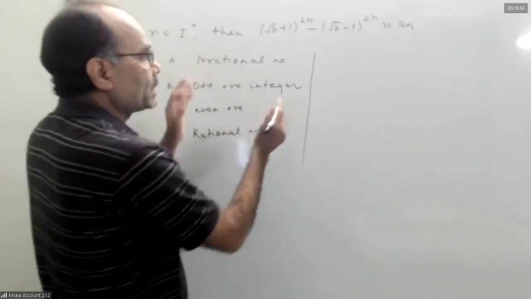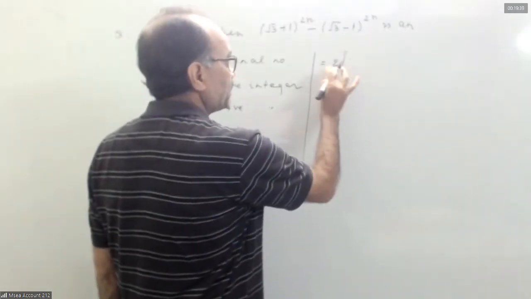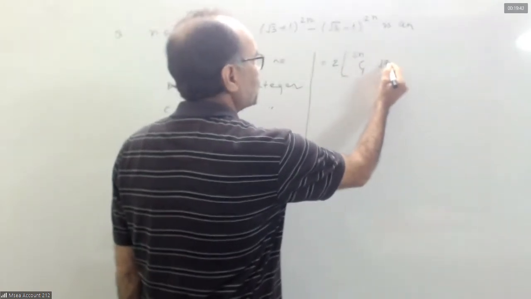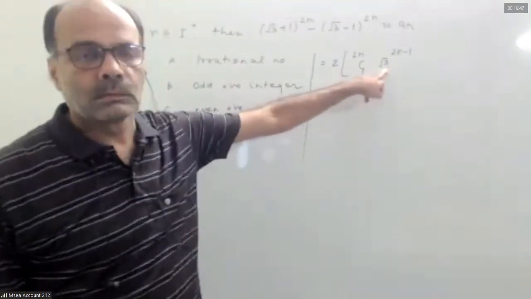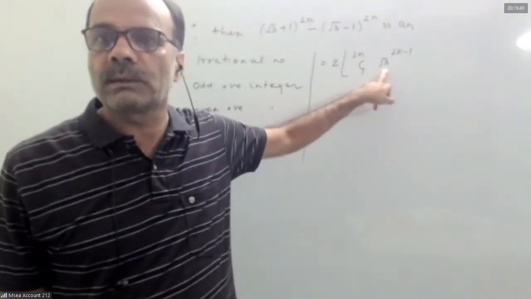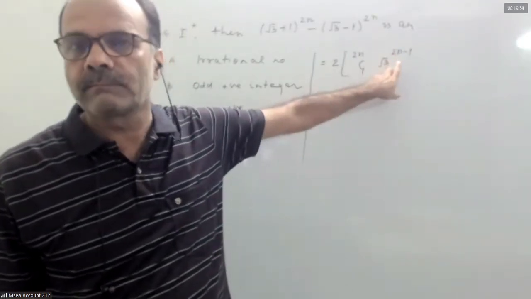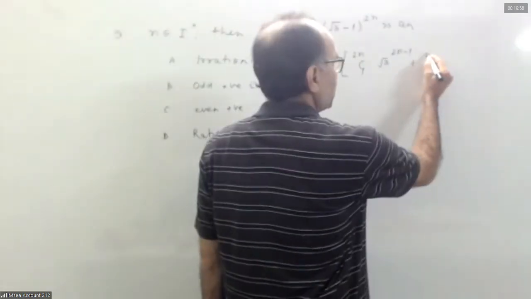See, no need to calculate anything. The first term will get cancelled. The second term will be added. Two terms: 2 and C 1, root 3 to the power 2n minus 1, odd. It's an irrational number, root 3 to the power odd integer. All irrational numbers will remain the same.